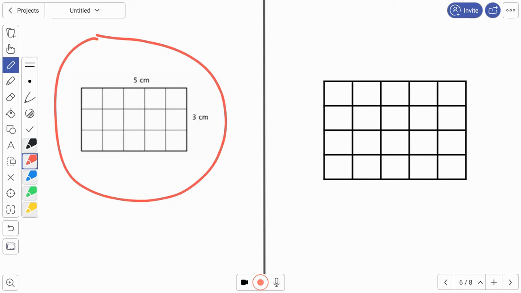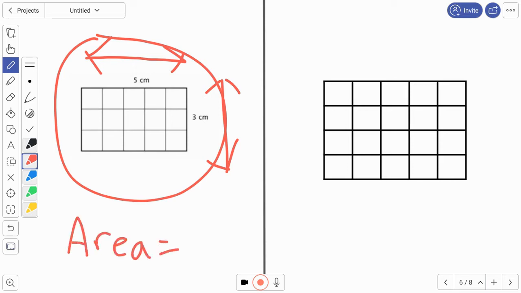So I first measure the length, and the length was 5 centimeters. I measured the width, and it was 3 centimeters long. Okay? So if we have these little squares drawn for us, it's pretty easy to get the area. All we would have to do is just count up those squares.